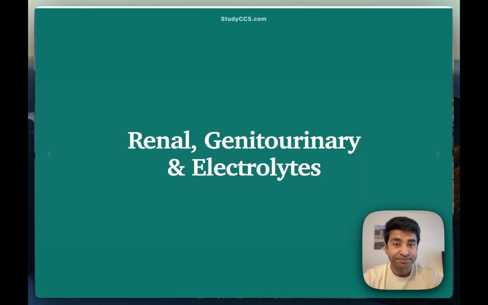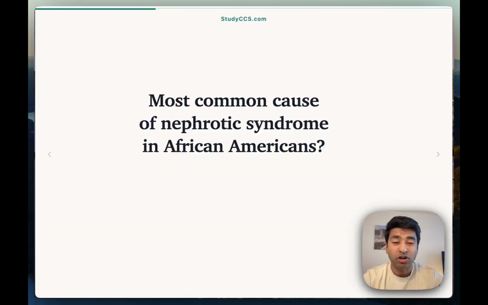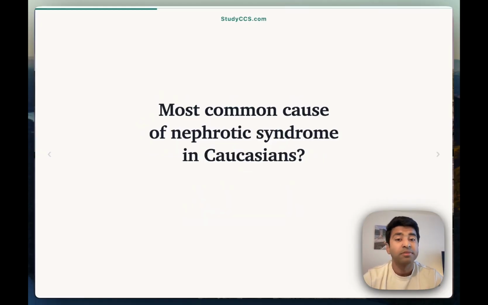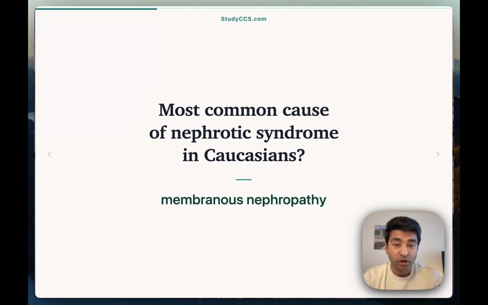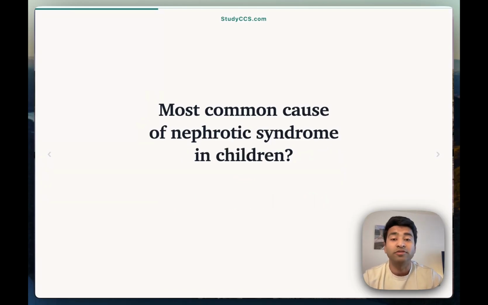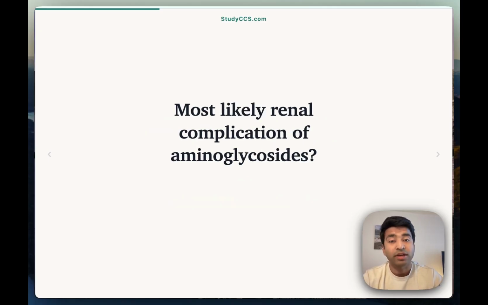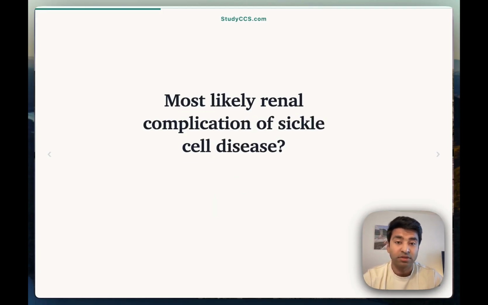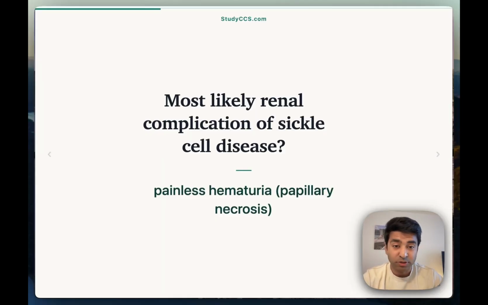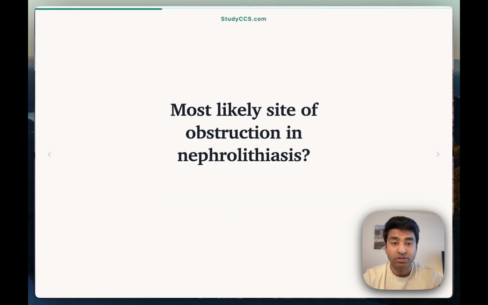Renal and GU. Most common cause of nephrotic syndrome in African Americans: FSGS. Most common cause of nephrotic syndrome in Caucasians: membranous nephropathy. Most common cause of nephrotic syndrome in children: minimal change disease. Most likely renal complication of aminoglycosides: ATN. Most likely renal complication of sickle cell disease: painless hematuria. This is secondary to papillary necrosis.